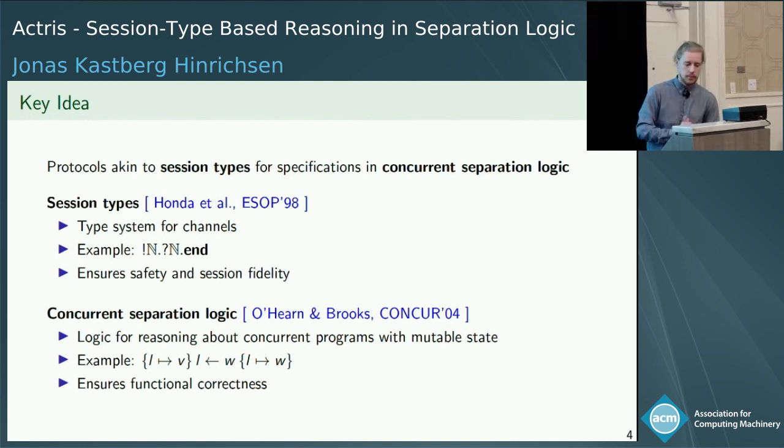Now, as for concurrent separation logic, as you're likely familiar, it's a logic for reasoning about concurrent programs with mutable state. As for the mutable state part, there's an example here stating that if you're to store a value in a location, you need ownership of that location. You need to know that it exists. And the result is then that you have actually updated the value. With concurrent separation logic, we then ensure functional correctness.